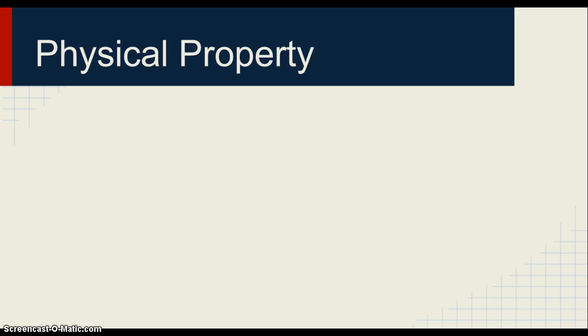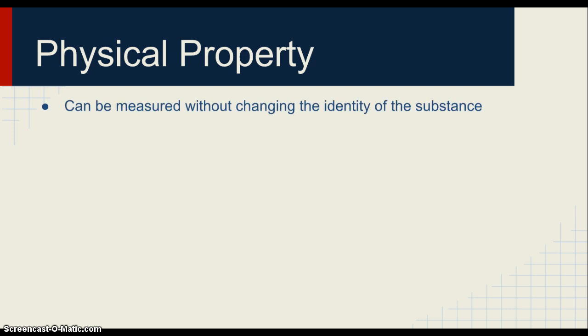We can also divide properties by whether they are physical properties or chemical properties. A physical property is one that can be measured without changing the identity of the substance. A physical property is going to be something like length, color, mass, what something is made out of, maybe even what something looks like. These are physical properties.